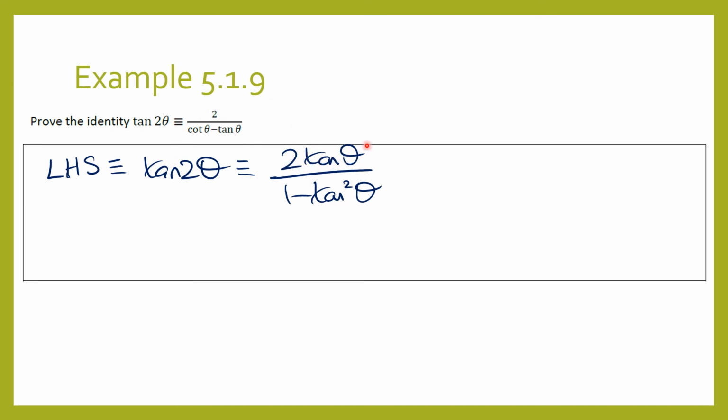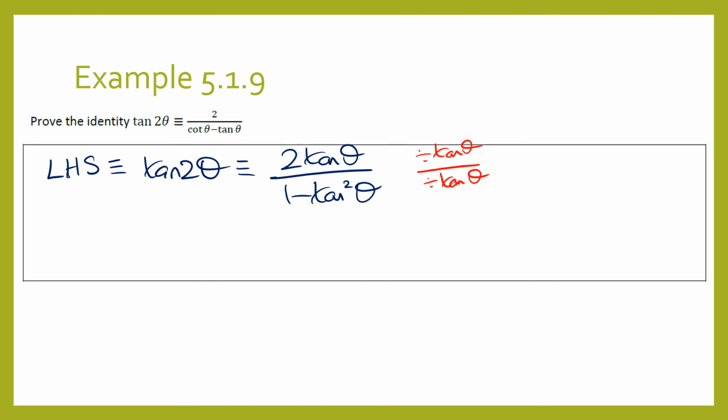So if I divided the numerator by tan theta, then the numerator would be exactly what I want it to be. And as you learned many years ago when you were learning about equivalent fractions, if you do something to the numerator of a fraction, so you times it or divide it by a certain number, you must do exactly the same to the denominator, otherwise you're changing the value of the fraction. So I'm going to divide the numerator by tan theta, and I'm going to do the same thing to the denominator as well.